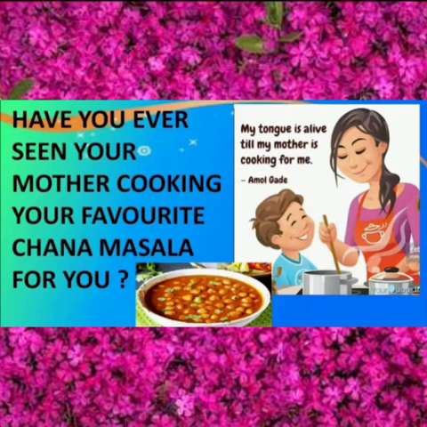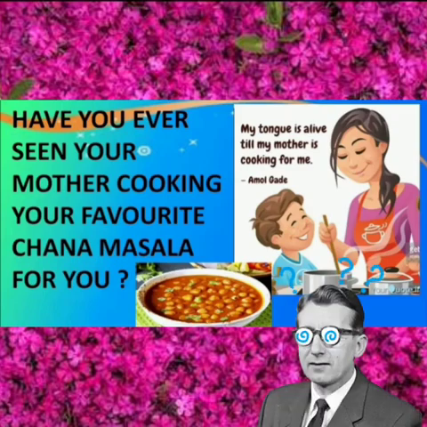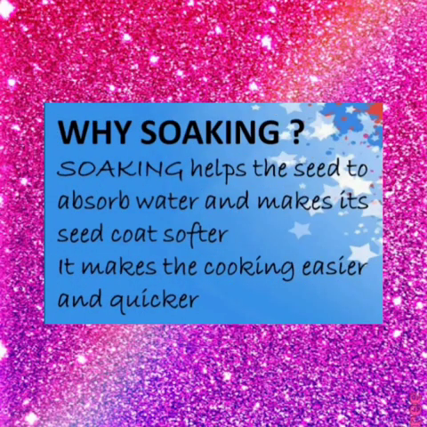What does the first thing she do? Yes, she soaks the chana or gram overnight in water. So soaking means keeping the seeds in water for some time. But why is soaking important? Soaking helps the seed to absorb water and makes its seed coat softer. It makes the cooking easier and quicker.